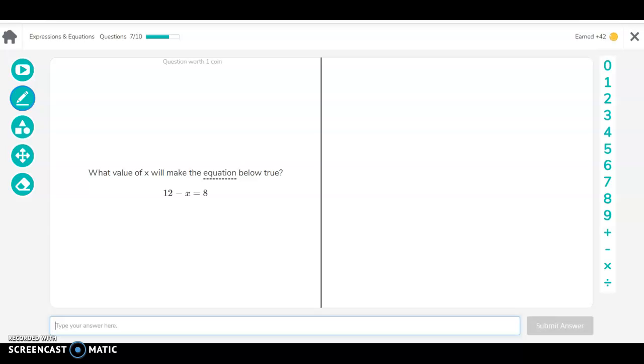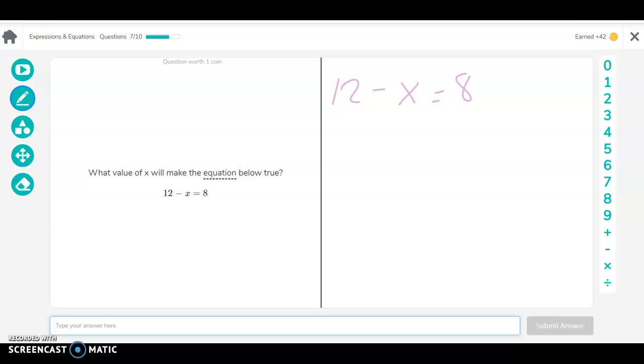Okay, this one. So this one can be a little bit difficult because we have a negative x. So there's a couple of ways you can solve it. I'm going to show you the easiest way to solve it. Alright, we have 12 minus x equals 8. Alright, I don't want a negative x because that means we're going to have to divide by negative 1. And I don't want to do that. It makes things way too difficult.